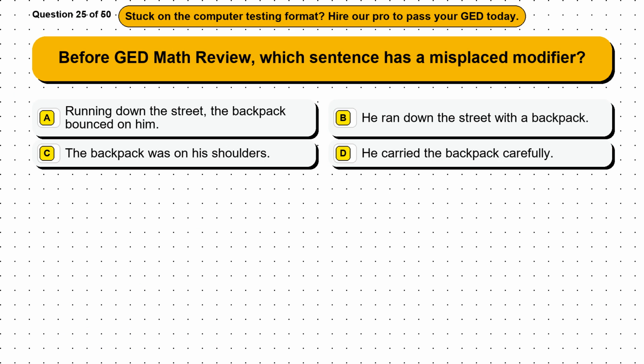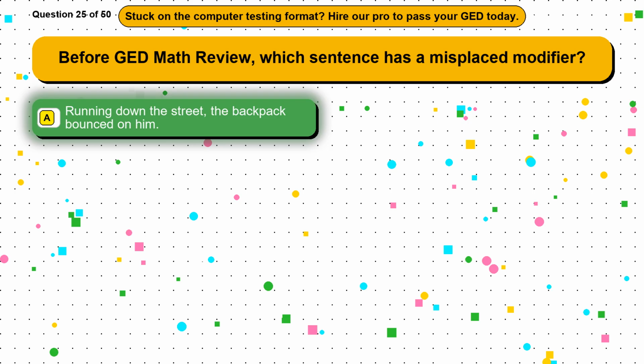Question 25. Before GED Math review, which sentence has a misplaced modifier? Option A, running down the street, the backpack bounced on him. Option B, he ran down the street with a backpack. Option C, the backpack was on his shoulders. Option D, he carried the backpack carefully. The correct answer is option A.